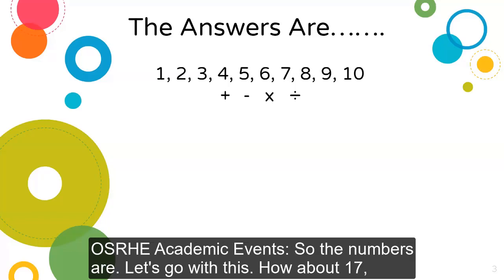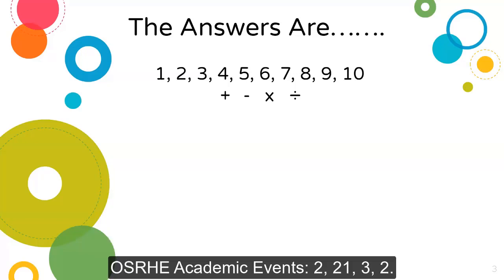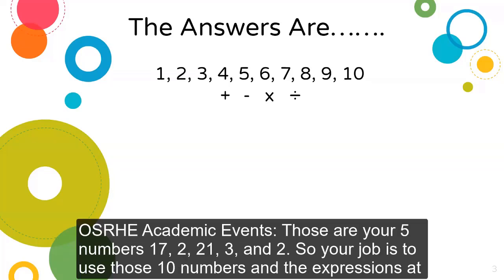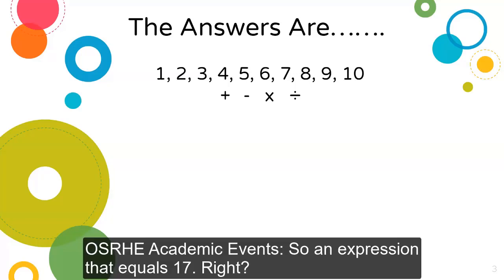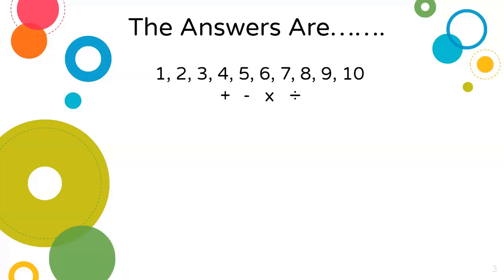Okay. All right. So the numbers are, let's go with this. How about 17, 2, 21, 3, 2. Those are your 5 numbers. 17, 2, 21, 3, and 2. So your job is to use those 10 numbers and the expressions at least once to create those 5 numbers. So an expression that equals 17. Right. Yes.